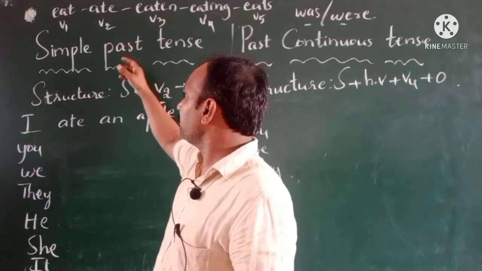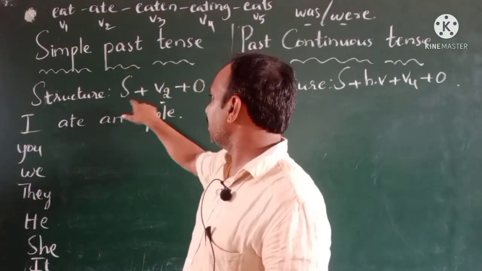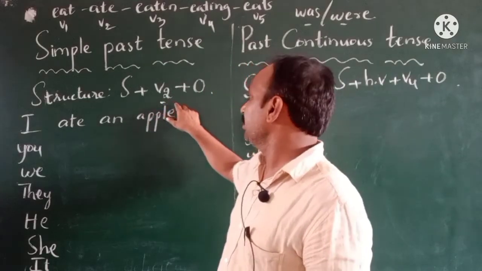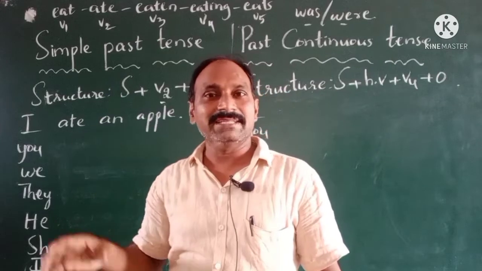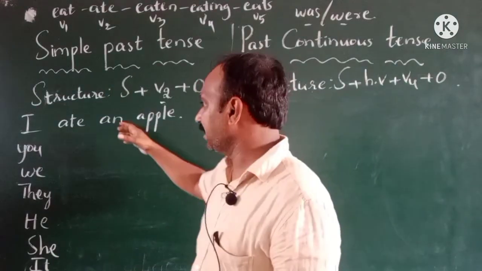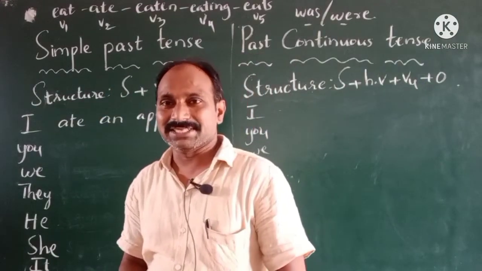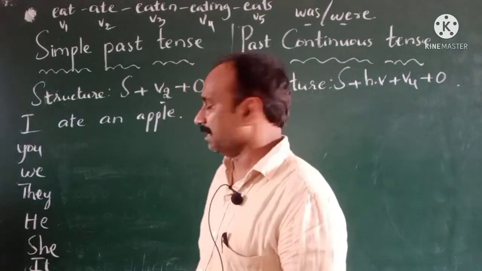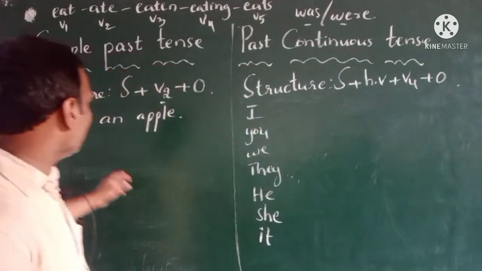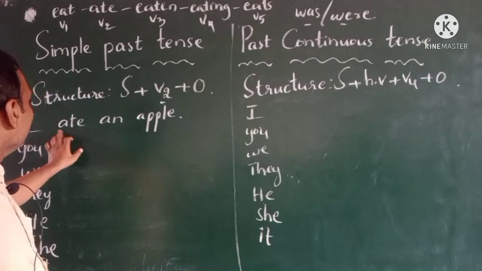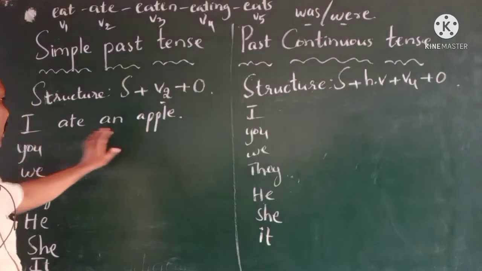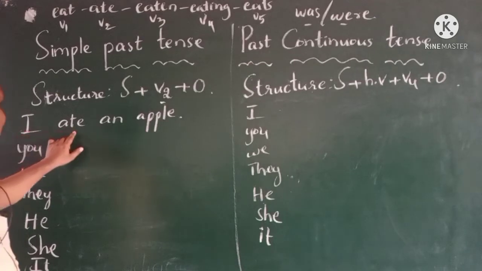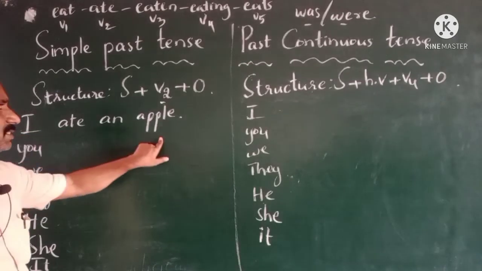So these verb forms, if we can understand properly, we can substitute wherever the verb 2 is there. So if you understand the verbs properly, you can write the structure and the sentences properly. Now here, see, I have written one example here for the simple past tense. I ate an apple. I is the subject, ate is the verb 2, an apple is the object.